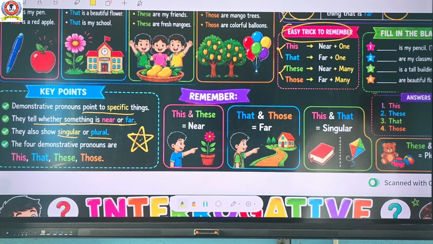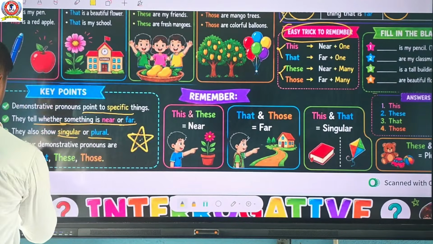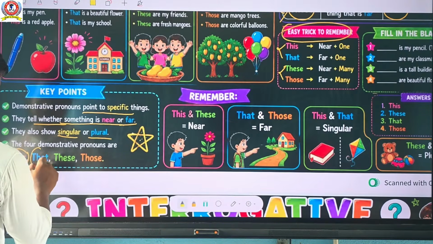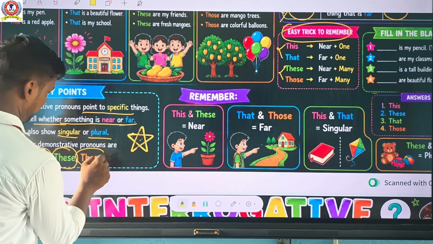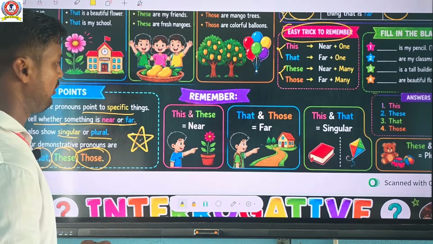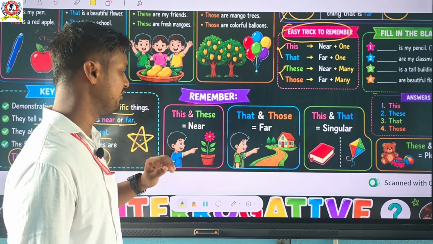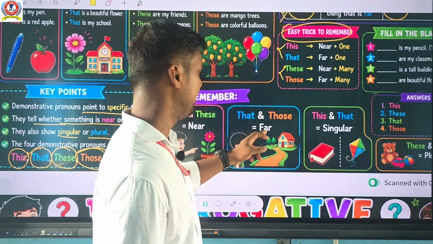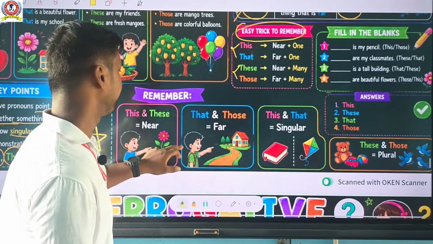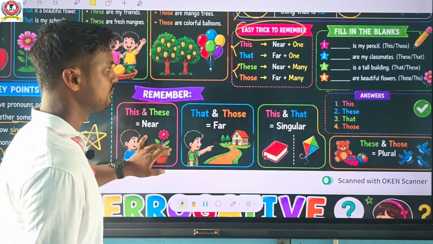Yes, there are 4 demonstrative pronouns. First one is this, second one is that, third one is these, and fourth one is those. You can see this and these is near, this is singular and these is plural. That and those are far. That is singular and those is plural.